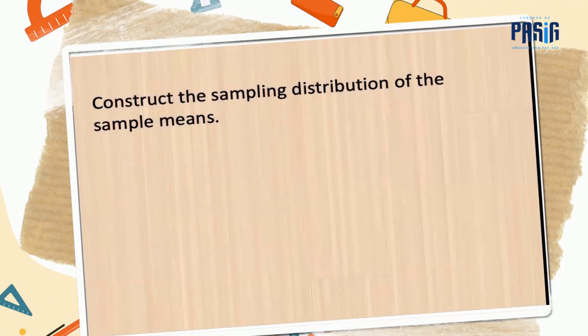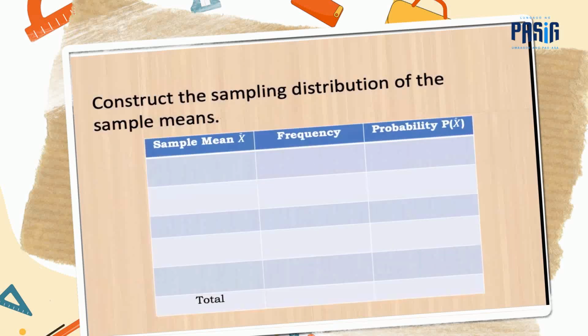Then construct the sampling distribution of the sample means. List down all the sample means from the previous table and their corresponding frequency. 17 is 1, 18 is 1, 19 is 2, 20 is 1, and 21 is 1. Total frequency of 6. Then the probability for each sample mean: 1 over 6, 1 over 6, 19 is 2 over 6 or 1/3, 20 is 1 over 6, and 21 is 1 over 6. So the total of the probability is 6 over 6 or 1.